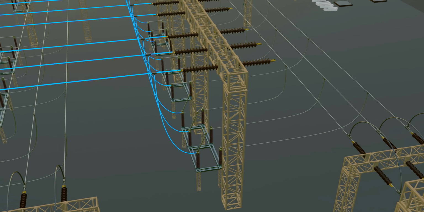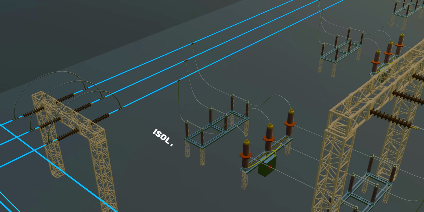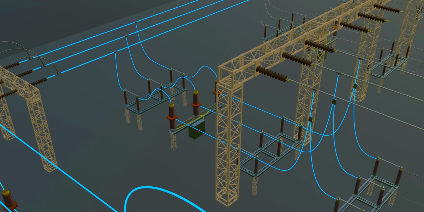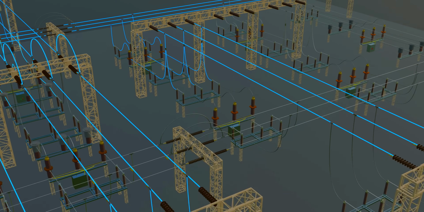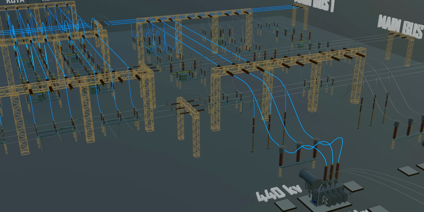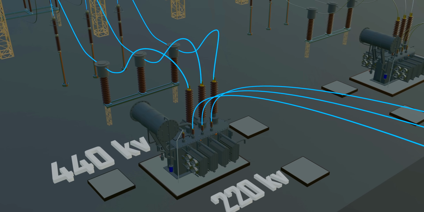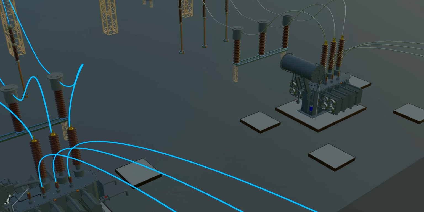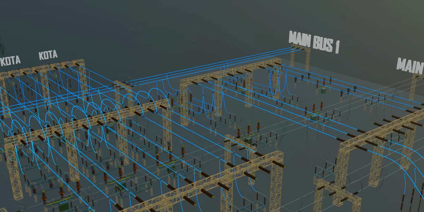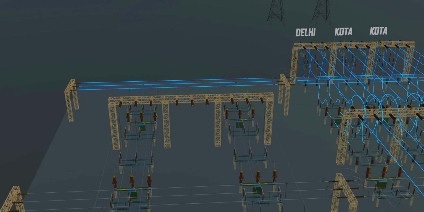From main bus 1, the line flows towards the load side, passing through an isolator, a circuit breaker, another isolator, and then rising up through the gantry tower to reach a transformer. This is a step-down transformer that reduces the voltage from 440 kV to 220 kV. A second transformer is installed nearby and connected in the same way. Just as the main bus supplies power in one direction, it can also send power the other way, where more step-down transformers can be connected if needed.